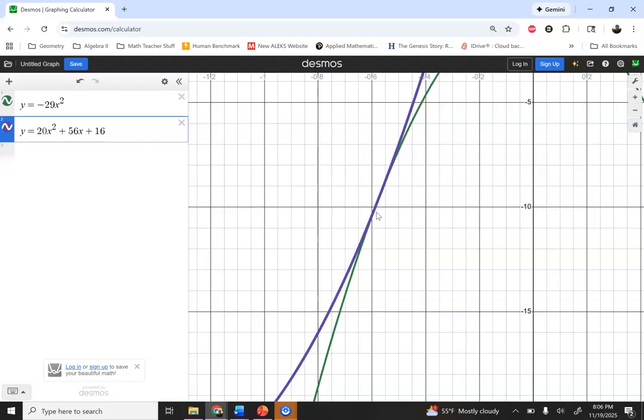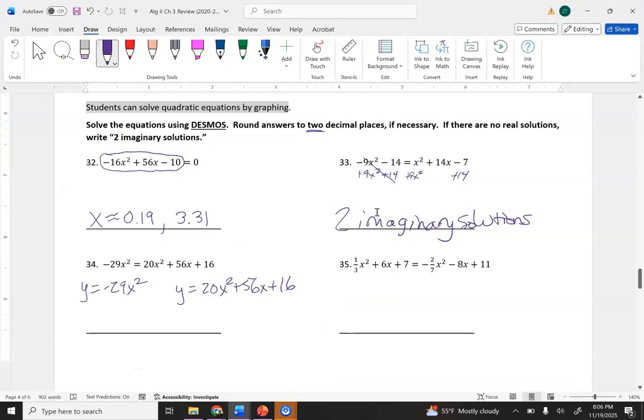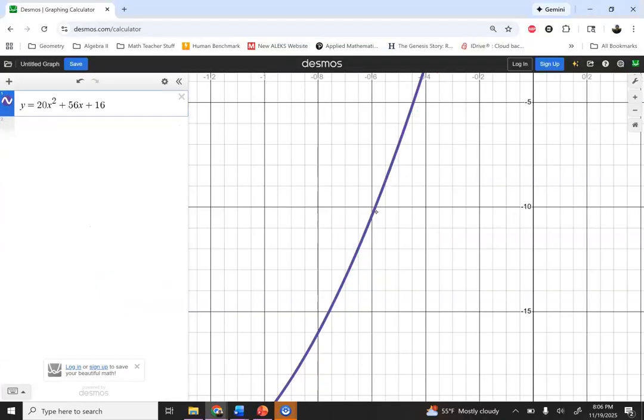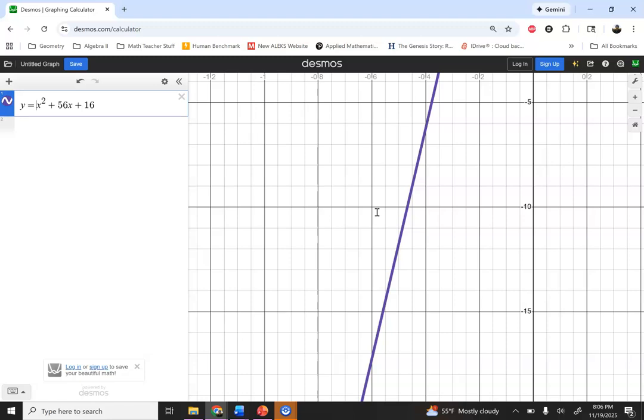So let's go ahead and switch over back to the other method. Let's move everything over to one side, which in this case we just have to move one piece. We just have to move this negative 29x squared over by adding 29x squared. So it's not that hard to do. This side will give us a 0. Over here we'll have 49x squared plus 56x plus 16. All right, so we'll just go change that. We don't need this one anymore, and we'll just go change this to 49.